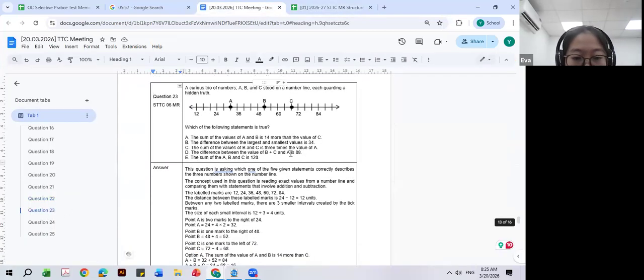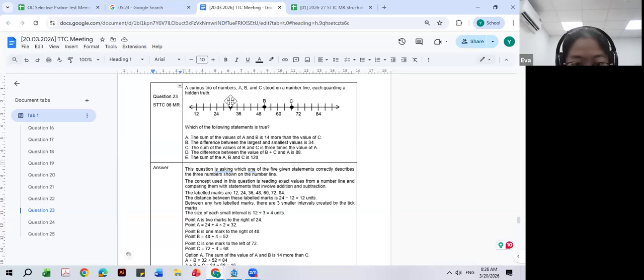I come to question 23. We have the number line here and we find which of the following statements is true. So first, when we look at the number line, we can see that from 12 to 24 we have 3 intervals. So for each interval we take the difference between 12 and 24 divided by 3. We have each interval equal 4 units, and for A we have 5 intervals.